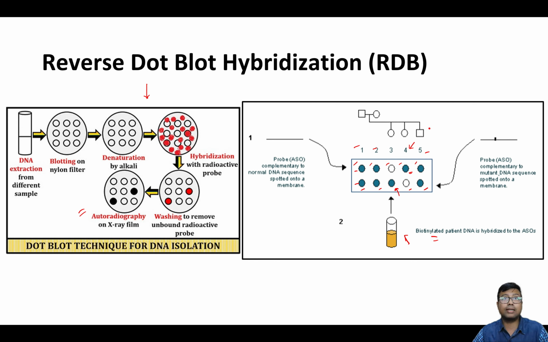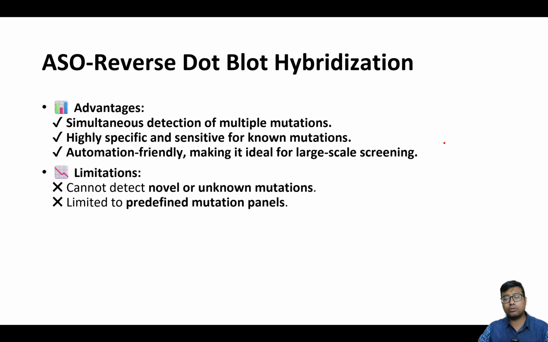So this is actually a case of cystic fibrosis. Cystic fibrosis can be diagnosed by ASO-RDB. Multiple hemoglobinopathies can be detected by ASO-RDB. So these are all PCR based methods. So this is all about the ASO-RDB. Now we need to know the advantages and limitations for the exam.